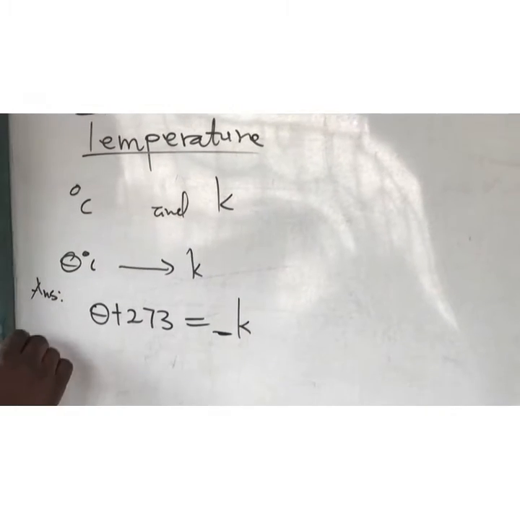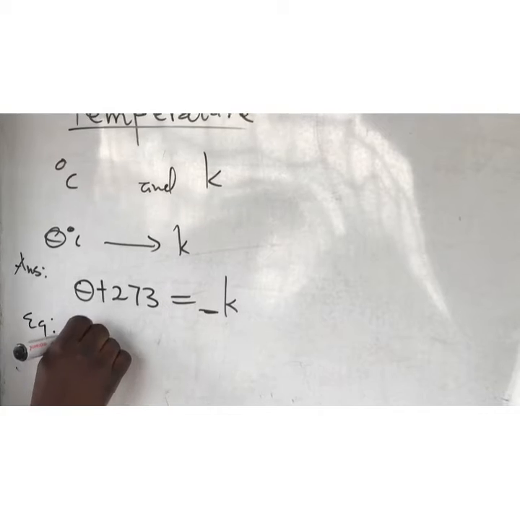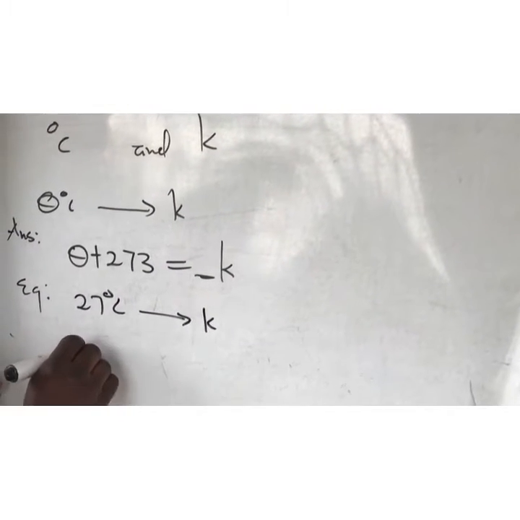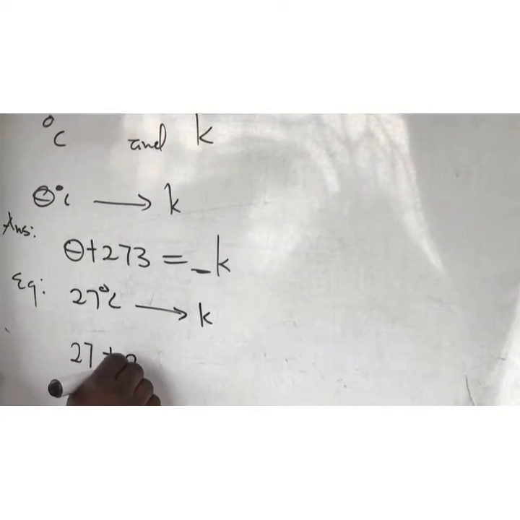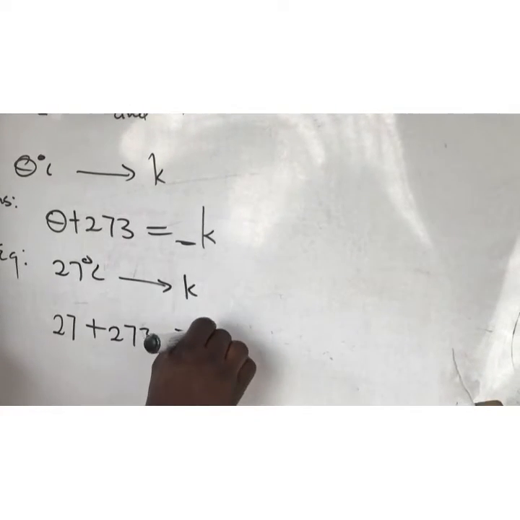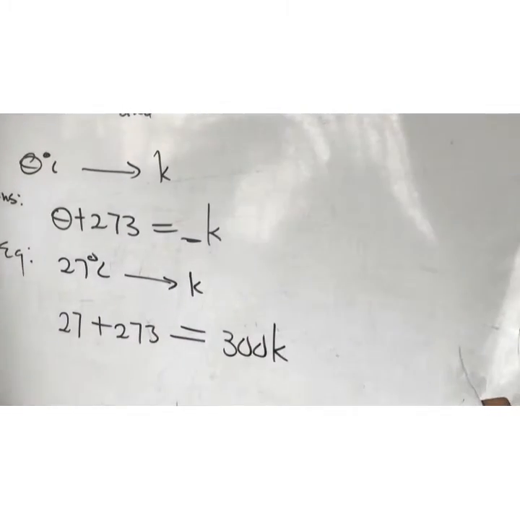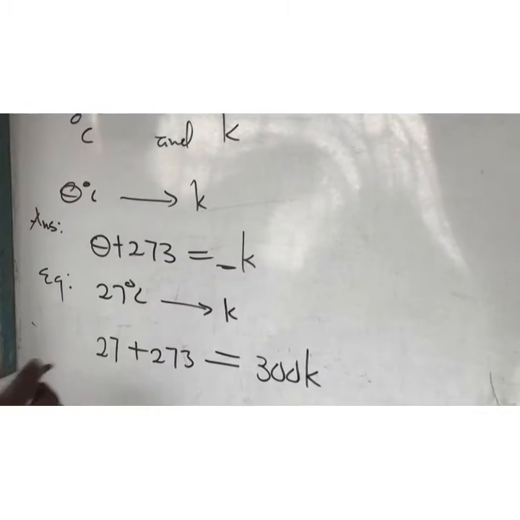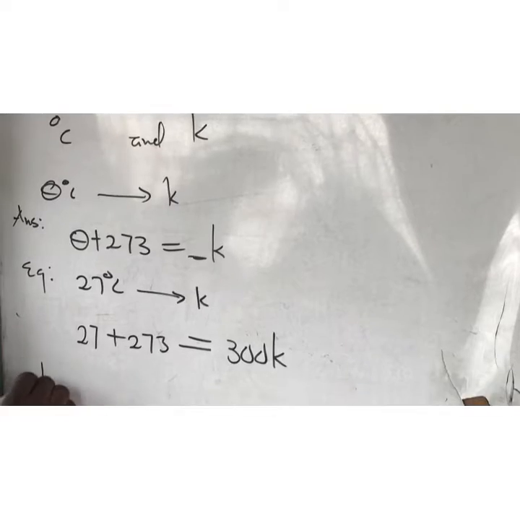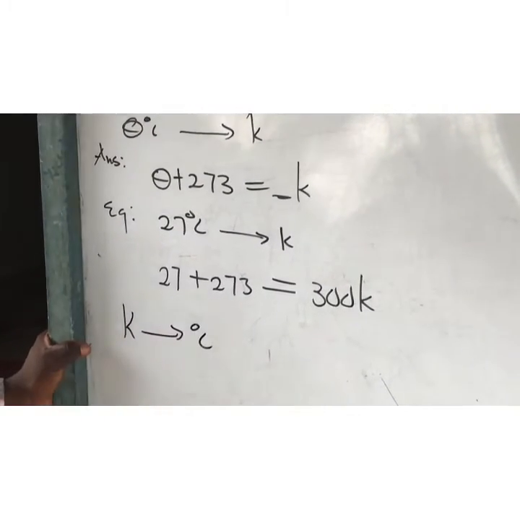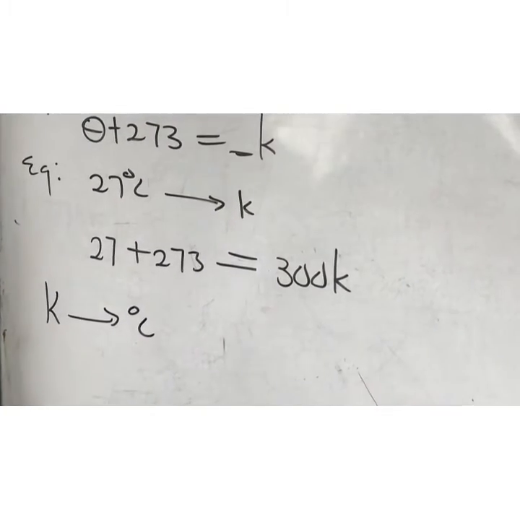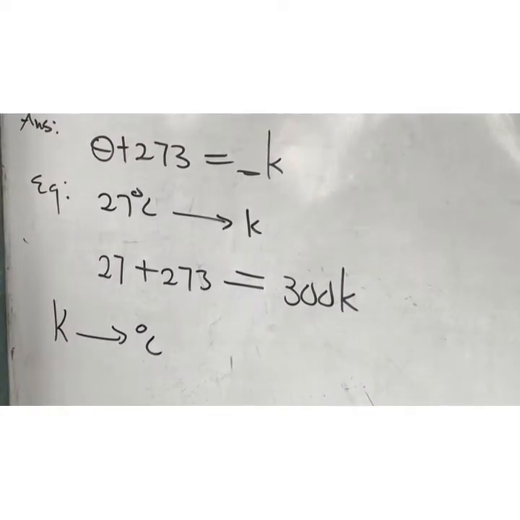So for example, let's say we have 27 degrees Celsius and we are changing to Kelvin. It means that we are going to get 27 plus 273, which will be equal to 300 Kelvin. By change of subject, if you want to change from Kelvin to degrees Celsius, we are going to subtract 273 from a temperature given in Kelvin. So this is how it will be.